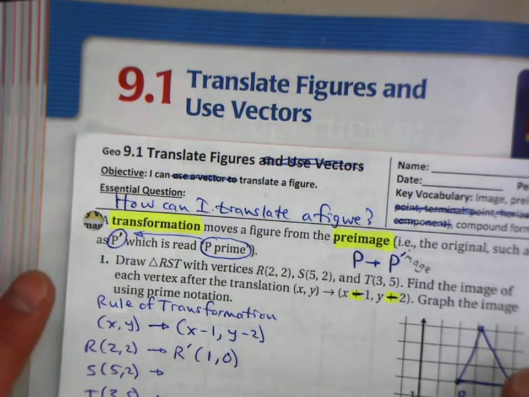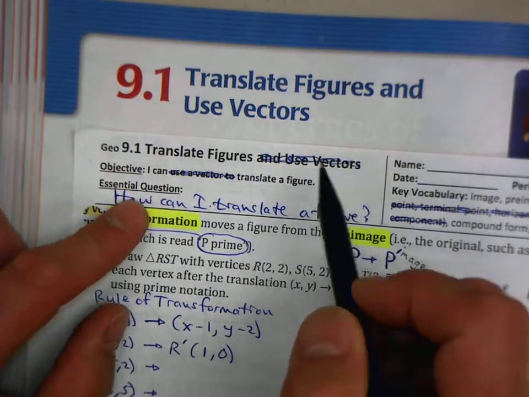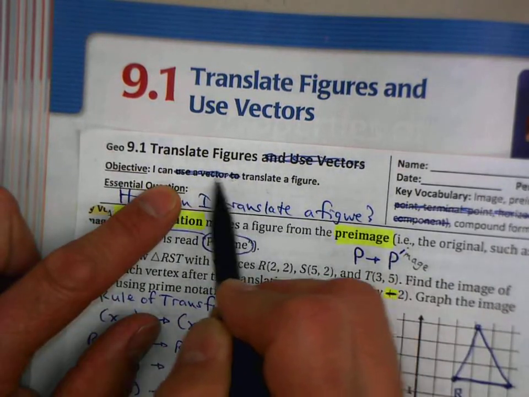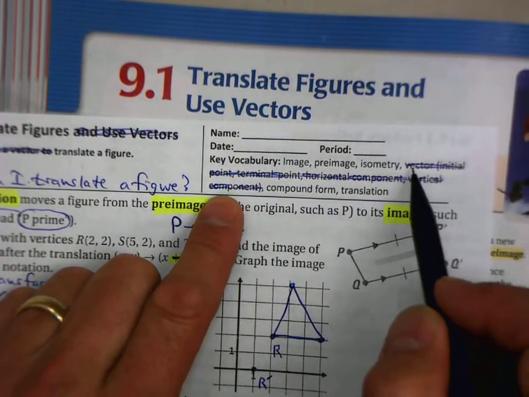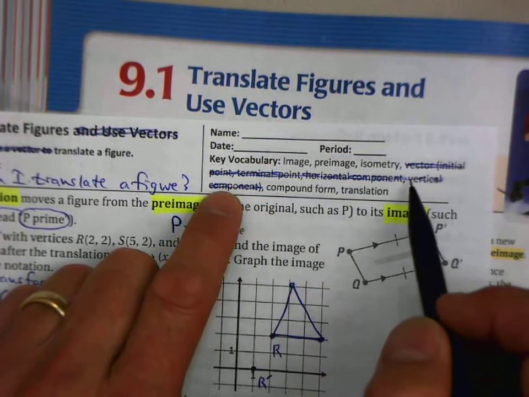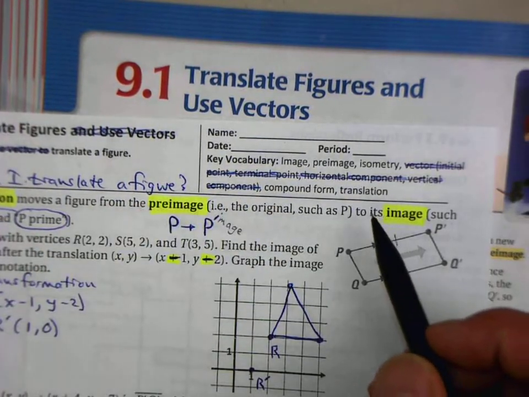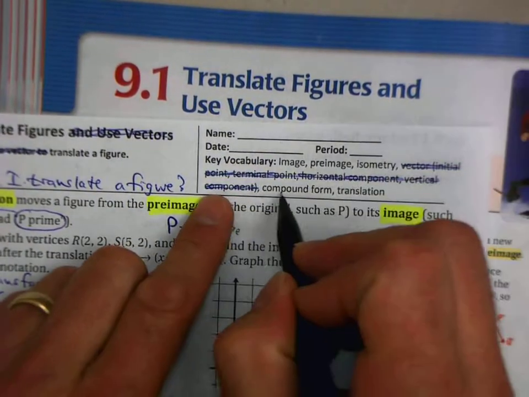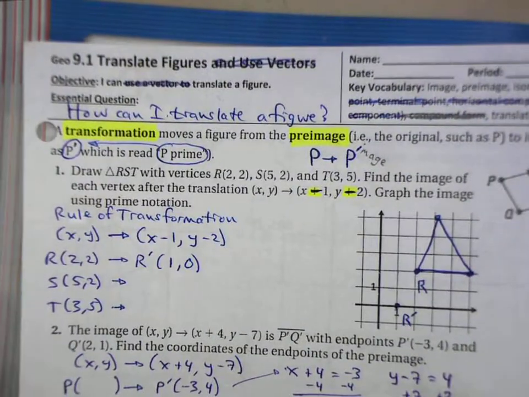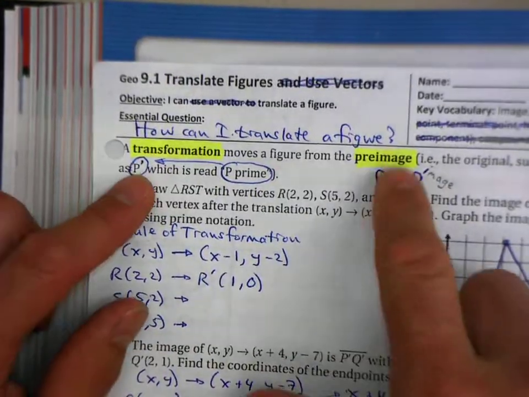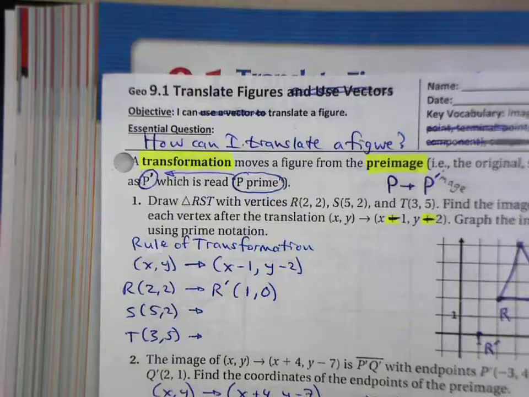But for our purposes now, please cross out the "and use vectors" here. Use a vector 2, cross that out. And over in the vocab, you can cross out vector and all that stuff all the way up to, we do want compound and we do want translation. Actually, I'm not going to use compound form, so you can go ahead and cross it out. Okay, so how can I translate a figure is our essential question.